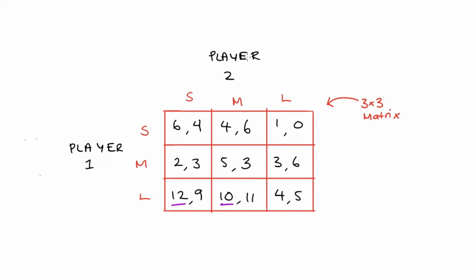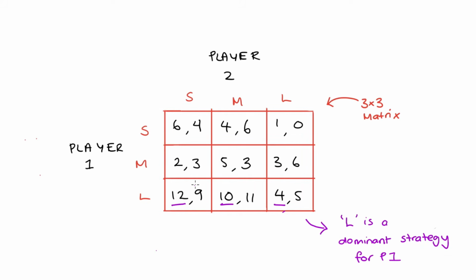If player 2 played L, we would be on this last column here. Player 1 could play S and get 1, M and get 3, or L and get 4. 4 is the biggest payoff here out of all the options. So L will be player 1's best response to player 2 playing L. Hopefully you can see here that L is a dominant strategy for player 1 because regardless of what player 2 does, player 1's best response is always to play L.